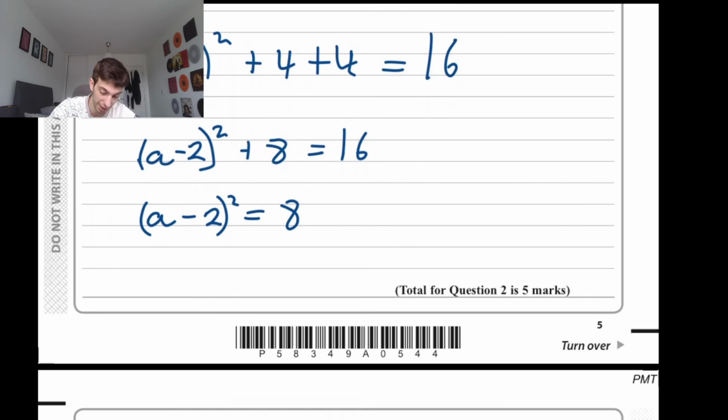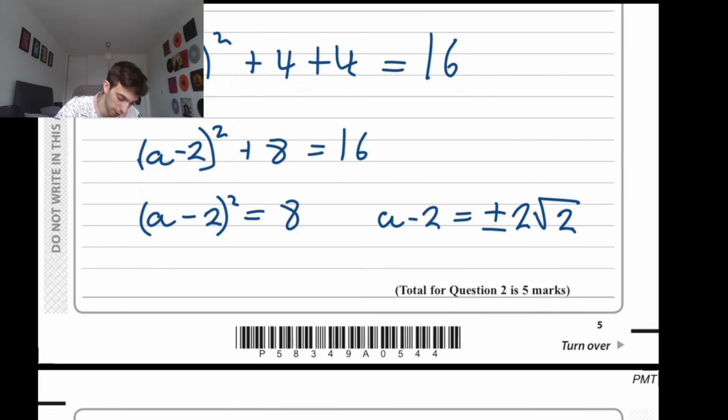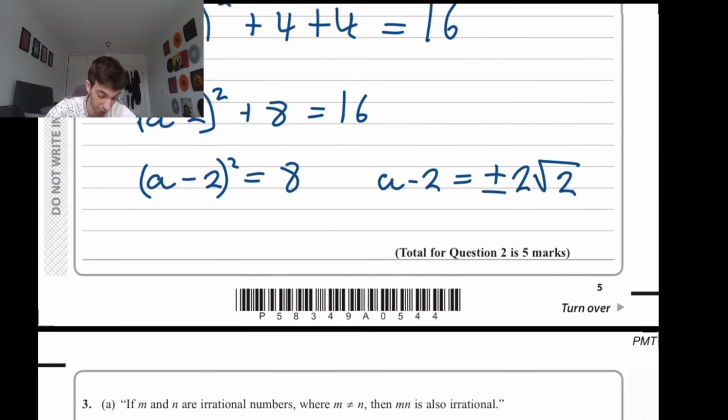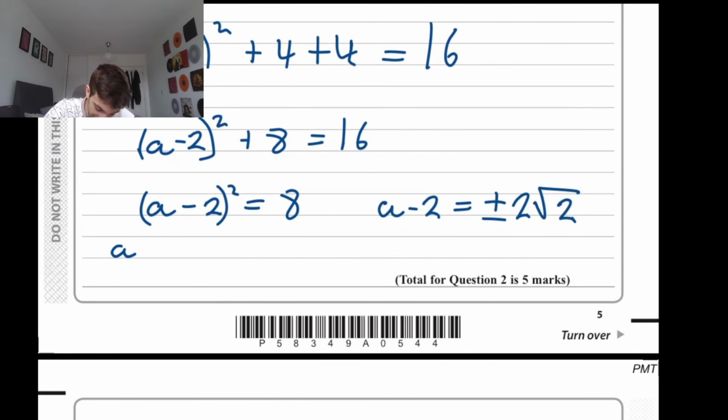So from here, what can we do? Take the square root. We have a minus 2 to be equal to the square root of 8. Plug it in the calculator if you want to check, but it is going to be 2 root 2. But remember, it's plus minus 2 root 2 when taking the square root. We've run out of space here, I've written a little bit too big. We have a equals plus minus 2 root 2 plus 2.